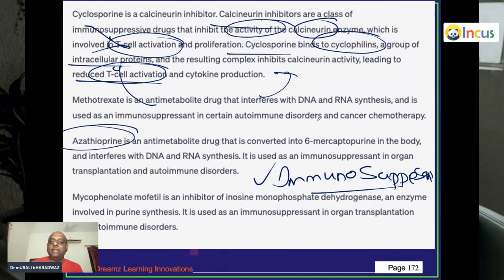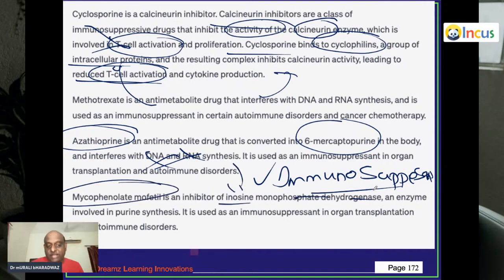Whereas azathioprine, converted to 6-mercaptopurine, interferes with DNA and RNA synthesis. That's how it acts as an immunosuppressant. Mycophenolate mofetil is an inhibitor of inosine monophosphate dehydrogenase, which is involved in purine synthesis.